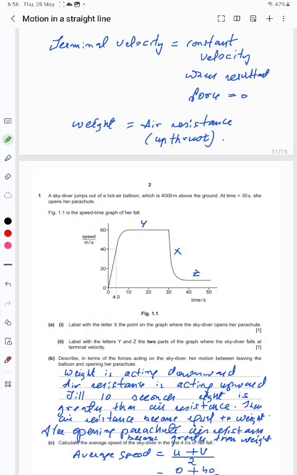So when she opened her parachute, there is a sudden decrease in speed. So you have to follow where is the sudden decrease in speed. Here you will see that there is a sudden decrease in speed. So you have to label it with X, so X is over here.